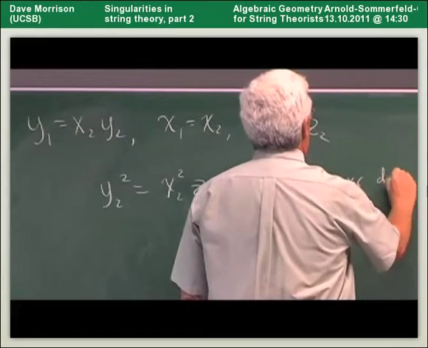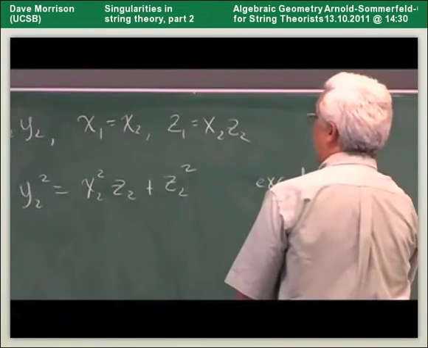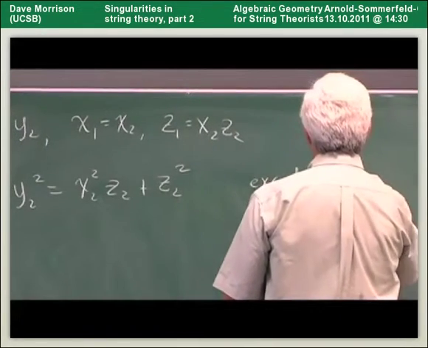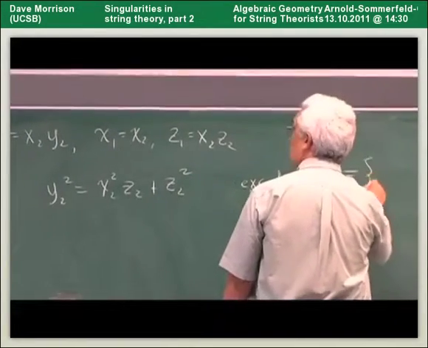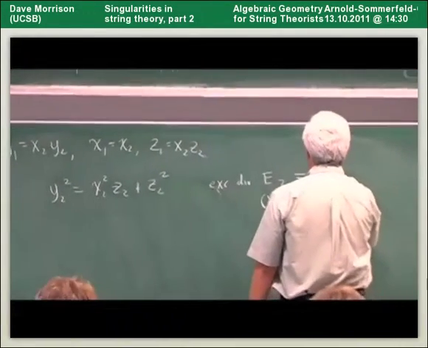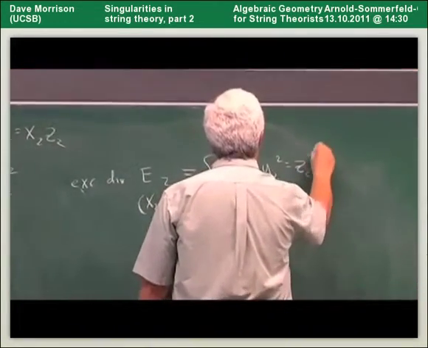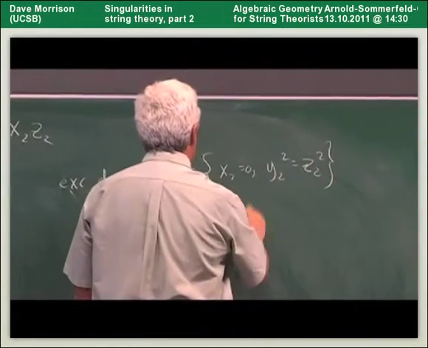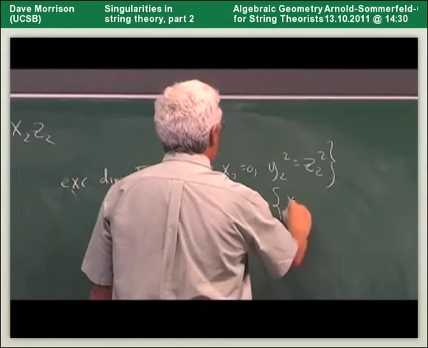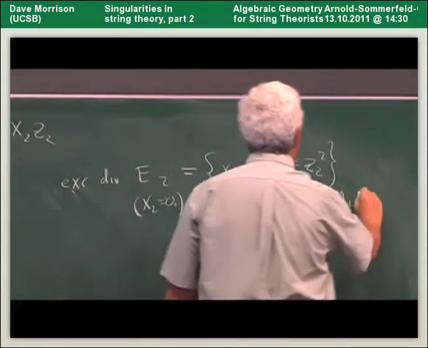So this time I have an exceptional divisor, E2, given by x2 equals 0. And E2, therefore, looks like x2 equals 0 and y2 squared equals z2 squared. So it really has 2 components. It has E2 plus, which has y2 equals z2. And it also has E2 minus, which has y2 equals minus z2.